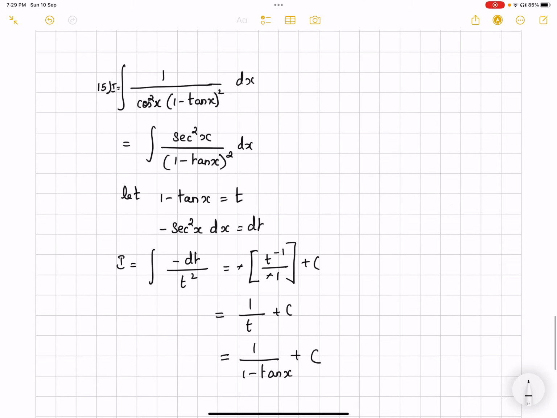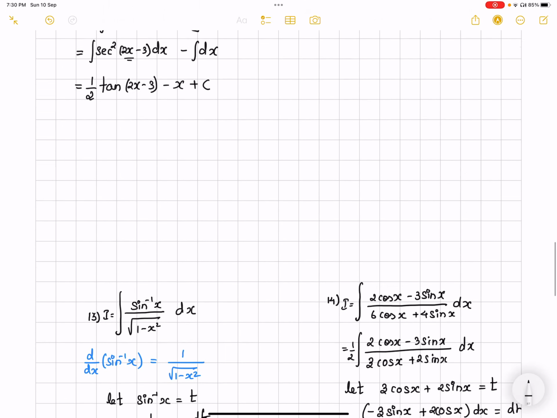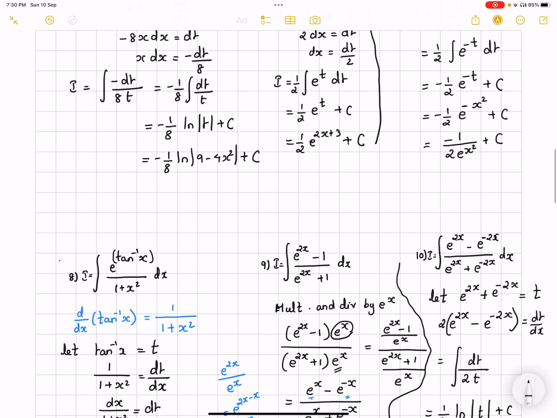I think you would have understood all the 15 problems which we solved. 10 more problems we will solve pertaining to substitution, and then I would also help you with different types of formulas like integrating tan x and integrating cot x. We will also see the proofs of those formulas. Thank you guys.